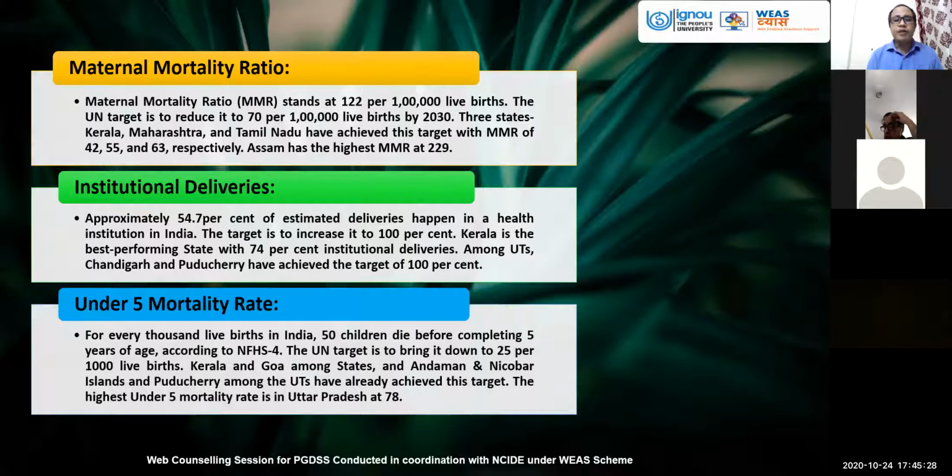Another is also under 5 mortality rate. It's also, we are improving. For every 1,000 live births in India, 50 children die before completing 5 years of age. So the UN target is to bring it down to 25 per 1,000 live births. Kerala, Goa among the states, and Andaman and Nicobar Islands, Puducherry among the Union Territories have already achieved this target. The highest rate is in Uttar Pradesh.